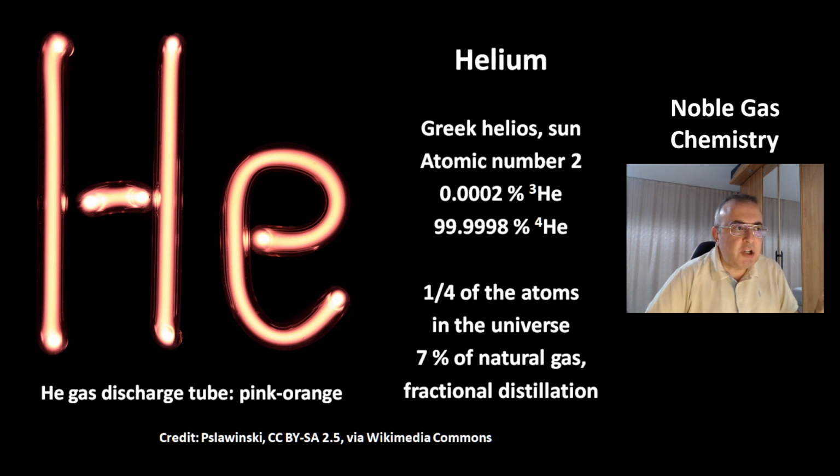Helium in a gas discharge tube gives you a pink-orange light. The name helium comes from Greek, helios, which means sun. Atomic number is 2, and there are 2 isotopes, and the most abundant is the helium-4 isotope. 1/4 of all atoms in the universe are helium atoms, and the natural gas contains 7% helium, which can be isolated with fractional distillation.